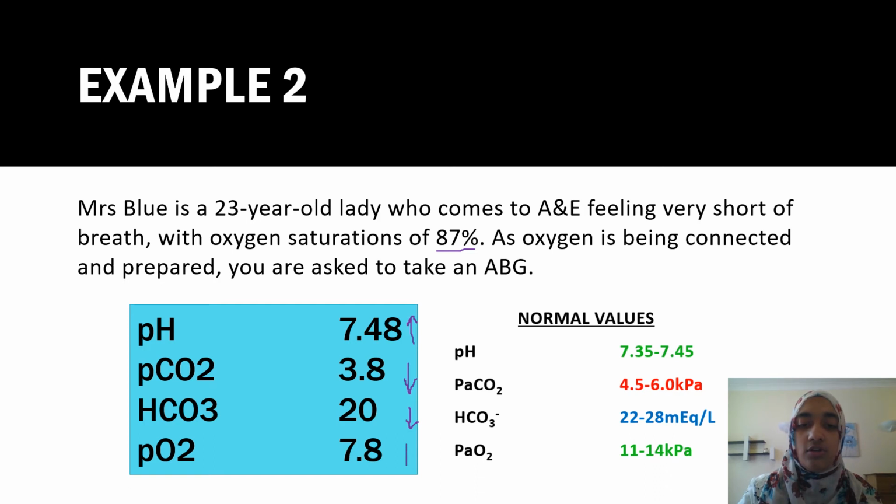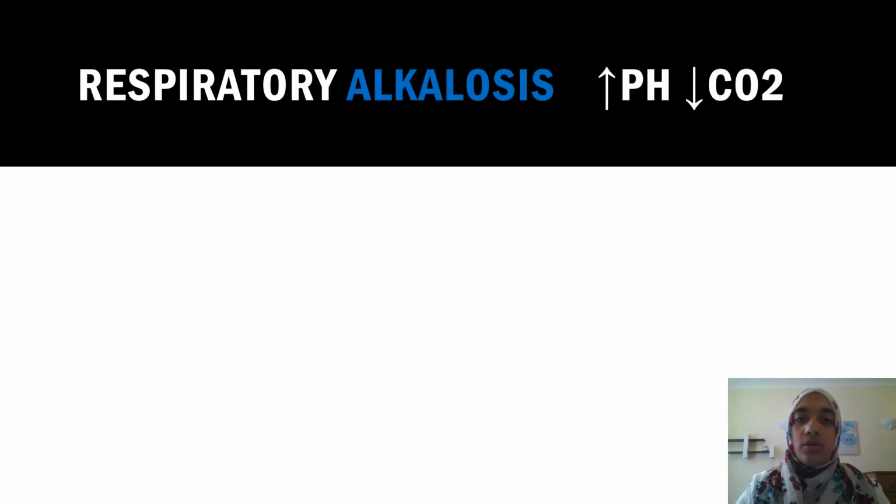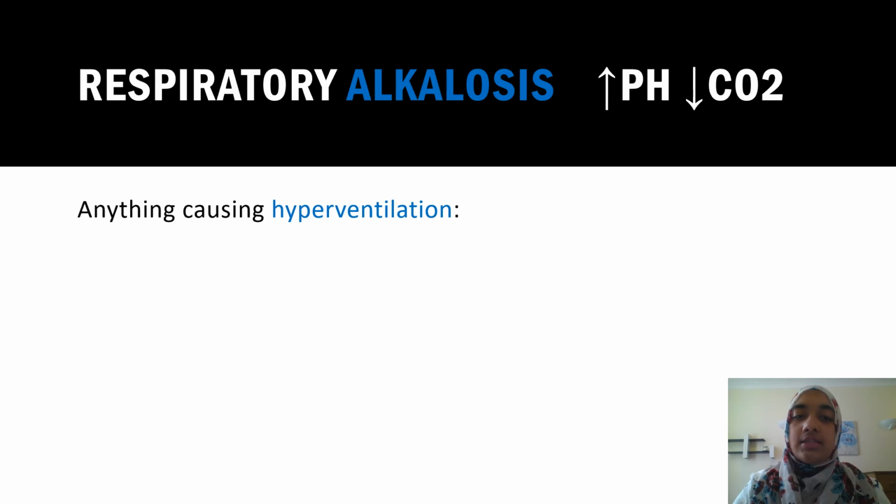And looking at the PO2, this is low. Therefore, this patient is hypoxic, and this matches with her low oxygen saturations and that we took the ABG before oxygen was connected. So what are some of the causes for a respiratory alkalosis where the pH is high and the PCO2 is low? It's the opposite of respiratory acidosis, in that anything causing hyperventilation or breathing too quickly can cause a respiratory alkalosis. So if you're hyperventilating, you're breathing very fast and you're blowing off CO2. Therefore, there's less CO2 in the blood, and that results in a respiratory alkalosis.